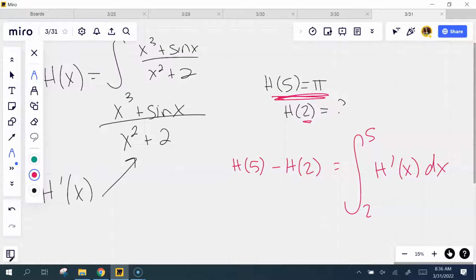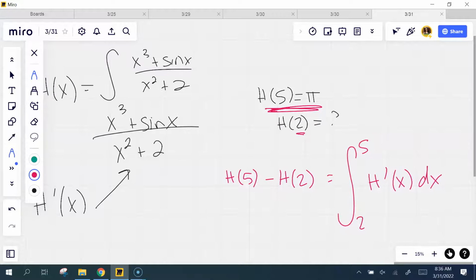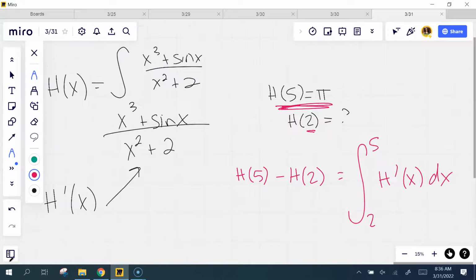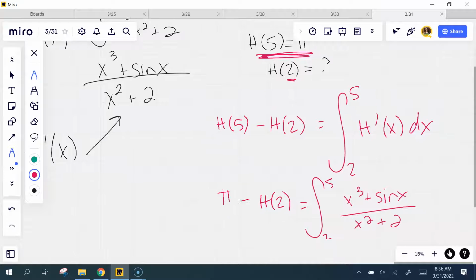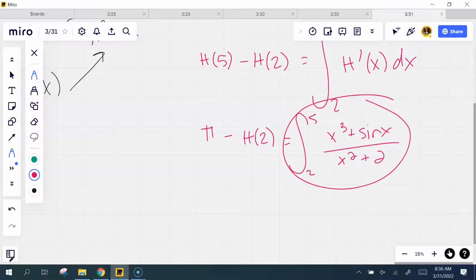Well, you just do that. So, this is the derivative. So, I know h of 5 because they gave it to me. So, pi minus h of 2 is going to be, remember this is a calculator problem, the integral from 2 to 5 of x cubed plus sine x over x squared plus 2. This goes in your calculator, and then you subtract pi. What is that? Put it in your calculator.